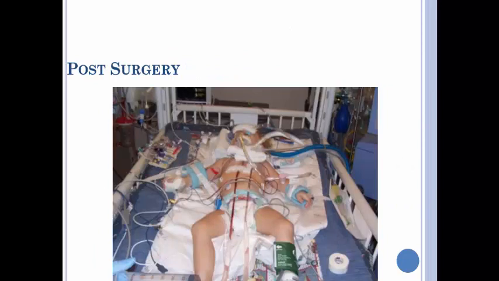Post-surgery, obviously this is a scary sight for the parents to see their child hooked up to all this equipment. Usually this is just maybe the first 24 hours post-op, and slowly a lot of those things start to disappear.